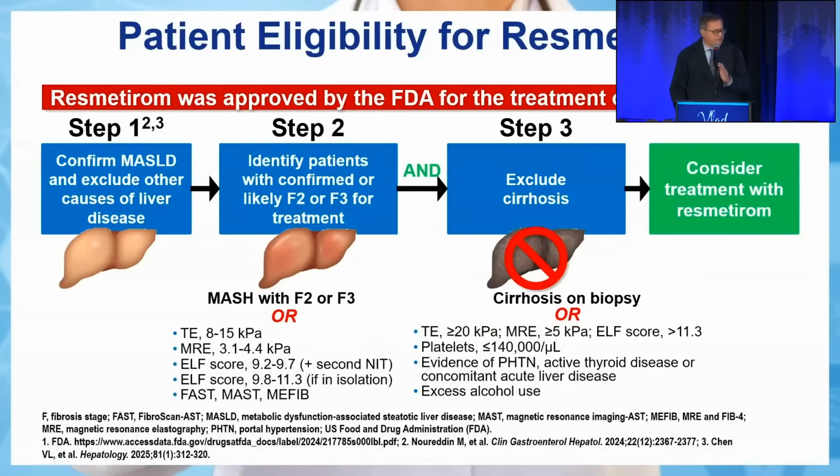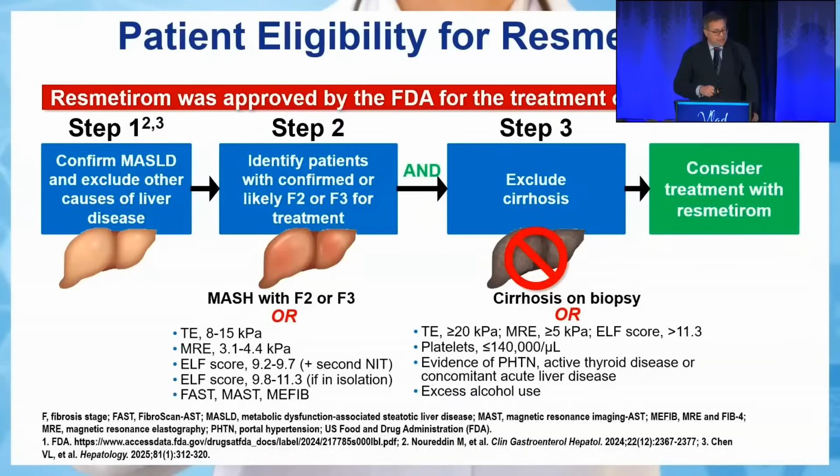Rohit, you developed MEFIB. Mazen developed MAST, and Phil Newsom and all the other investigators developed FAST. Those are panels that incorporate liver stiffness measured either by FibroScan or by MRI, plus AST or FIB-4, in order to classify patients at high or low risk of having advanced at-risk MASH.